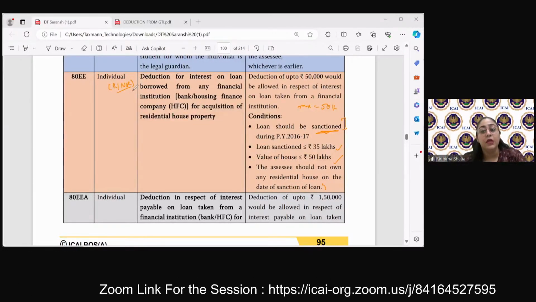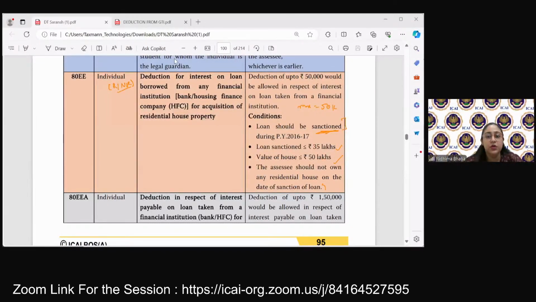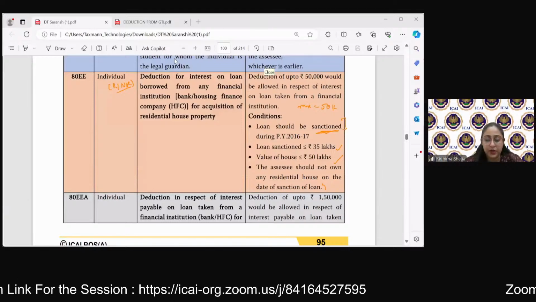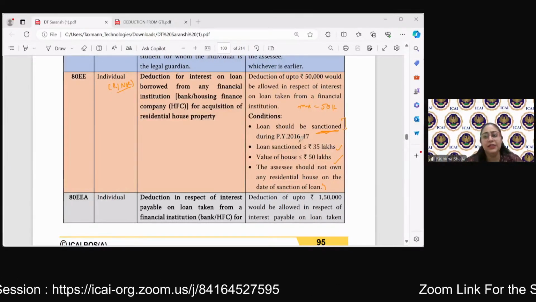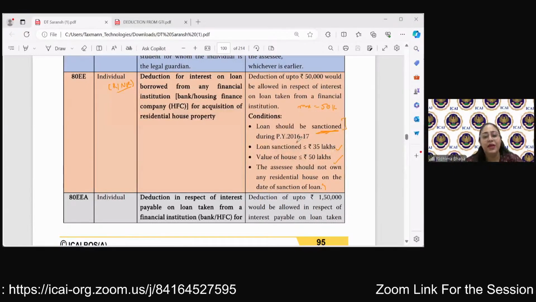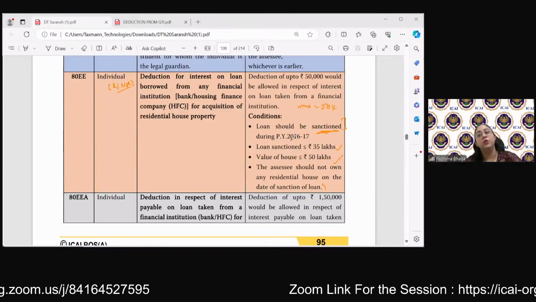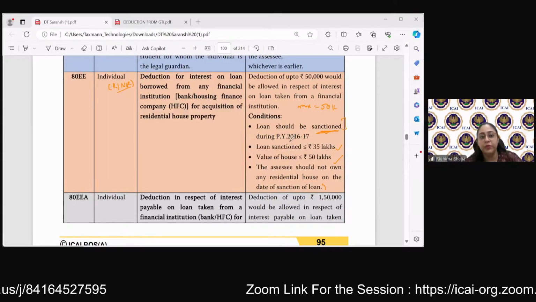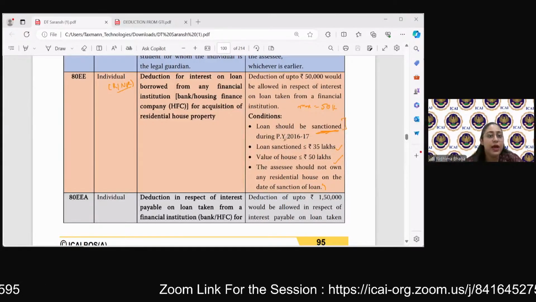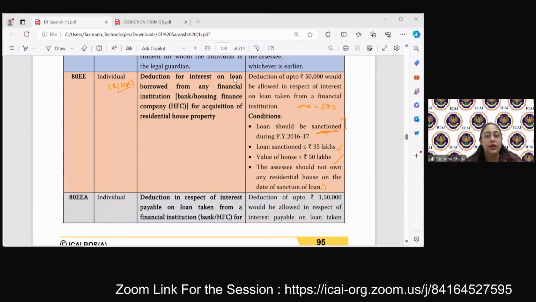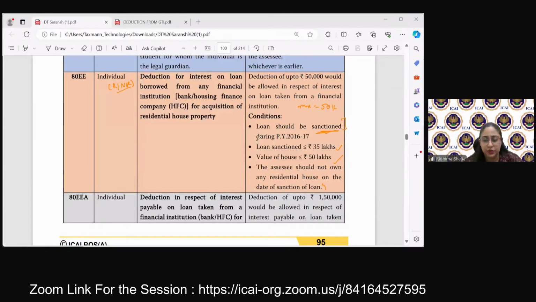Now, there is a corresponding section, because the period for which this particular scheme was introduced was very short, 16-17 only. Now you will say, ma'am, why are we still studying it in 2024? Because obviously house property loans are not for a short period. They are for 10 years, 20 years. So it is possible a question can come to you where the loan of that person is still going on in this particular section, and then you can claim the deduction here.